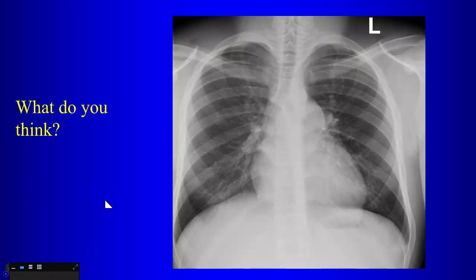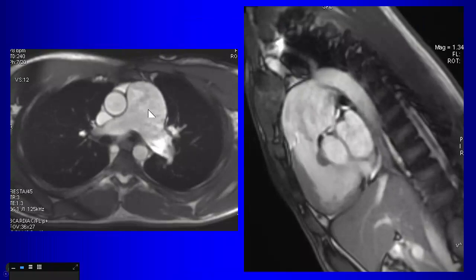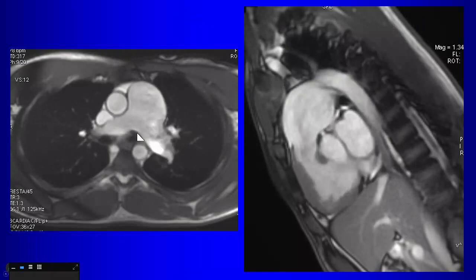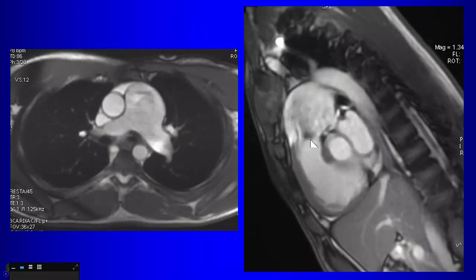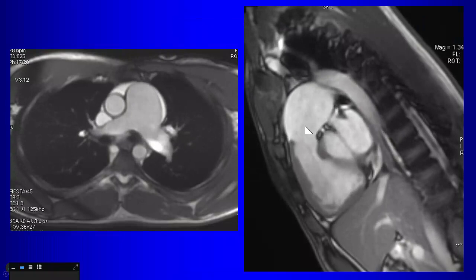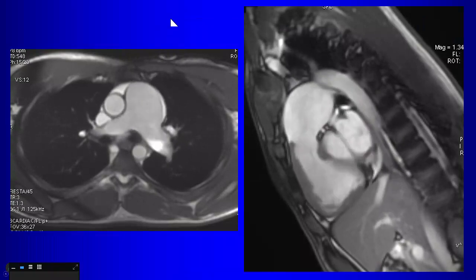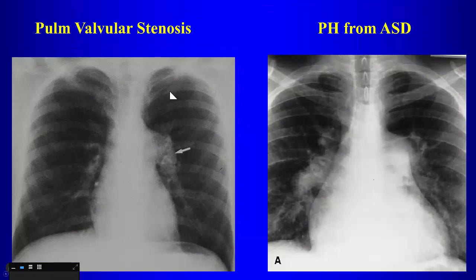Pulmonary valvular stenosis. What's the pulmonary artery pressure in patients with pulmonary valvular stenosis? Normal, right? They don't have pulmonary artery hypertension. So when you see this configuration, we think pulmonary valvular stenosis. You see the main pulmonary artery is dilated, the left pulmonary artery is dilated, the right pulmonary artery is normal. Here's your jet for pulmonary valvular stenosis and post-stenotic dilatation of the main and the left pulmonary artery.